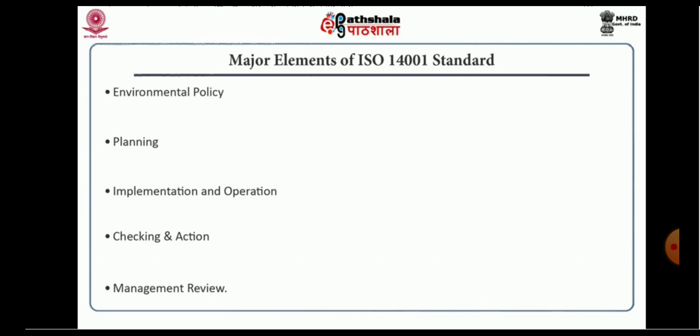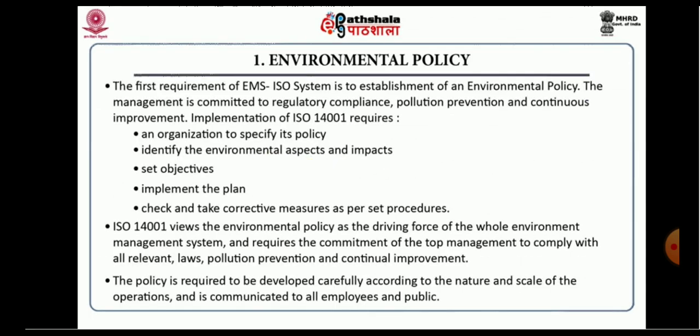The next heading is called major elements of the ISO 14001 standard. So what are all the elements available in ISO? The first is environmental policy, then planning, implementation and operation, checking and action, and the final one is called management review. This last management review will be done by the topmost people in the organization. So we will see one by one.